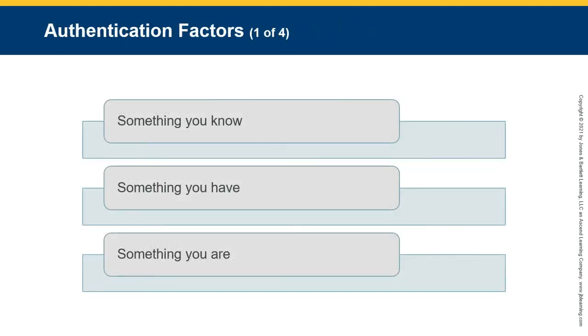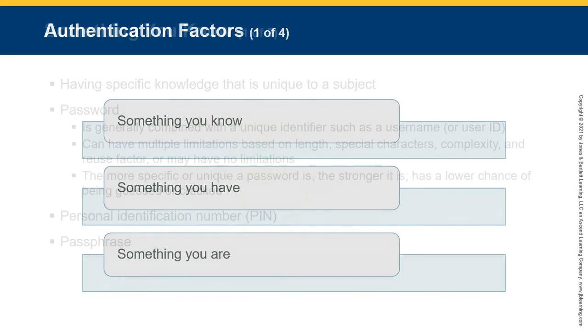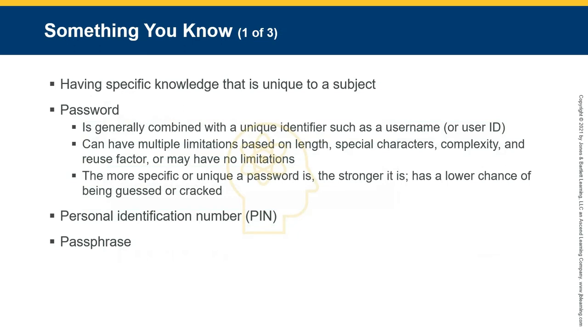Authentication factors, 1 of 4. Something you know, something you have, something you are. Something you know: having a specific knowledge that is a unique subject. A password is generally combined with a unique identifier such as a username or user ID.